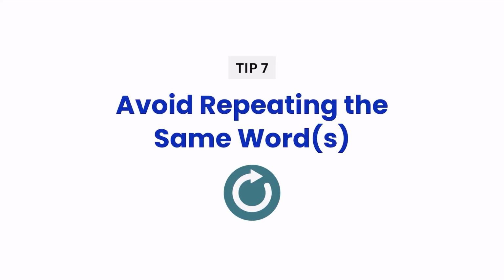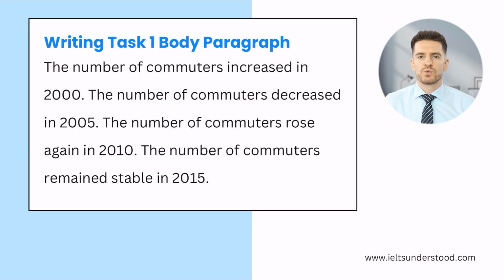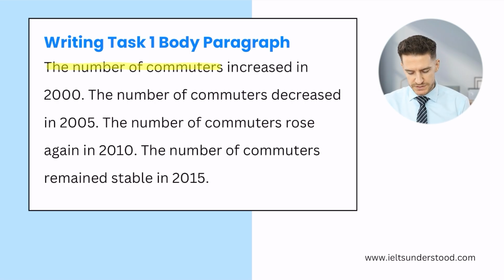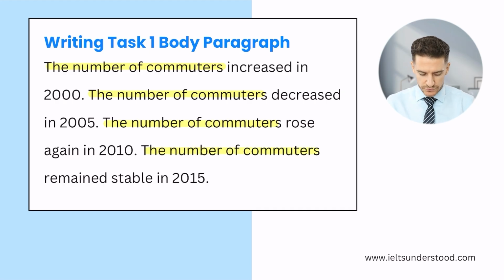Tip 7, avoid repeating the same word or words. So have a look at this writing task 1 body paragraph. Let's just quickly read it together and we'll talk about why there's a big problem. So the number of commuters increased in 2000. The number of commuters decreased in 2005. The number of commuters rose again in 2010. The number of commuters remained stable in 2015. So as you can see, we have repeated the number of commuters many, many times. And this is something that a lot of students get wrong and they don't know how to fix.